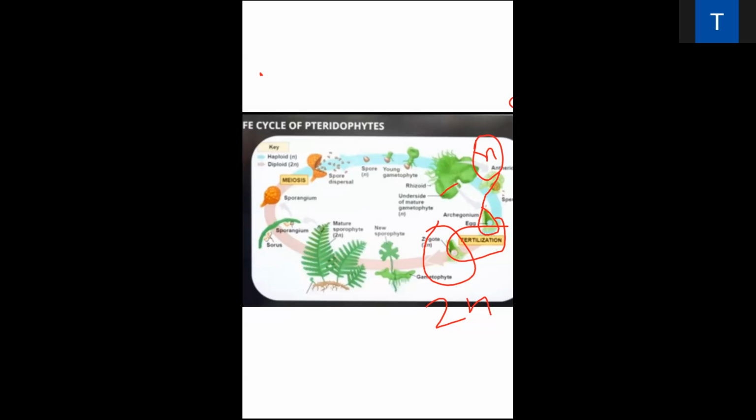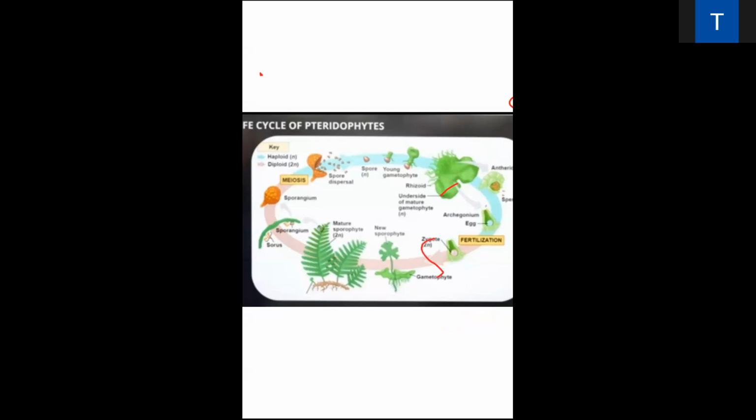Next is the female. Fertilization will occur and a zygote will form, just like in meiosis. The zygote is dependent. We say the zygote is dependent, and it is dependent on which?